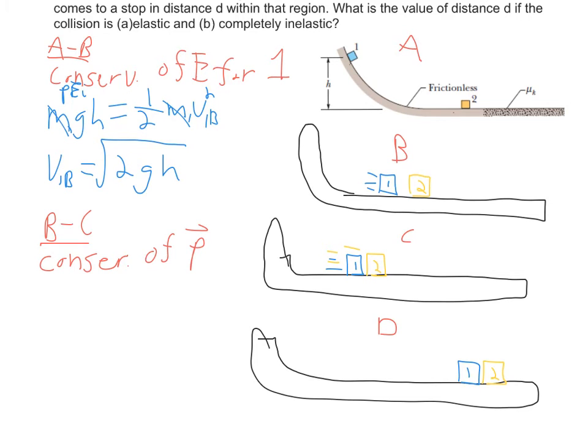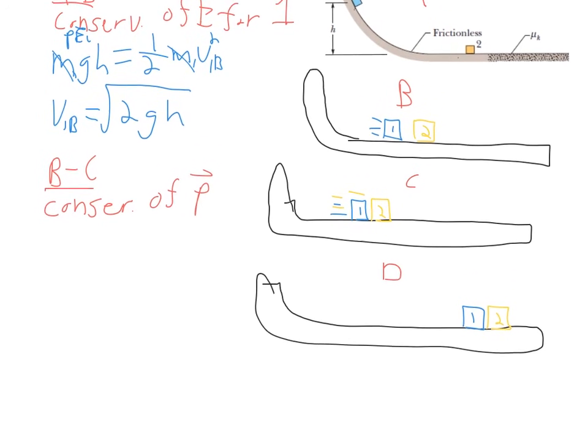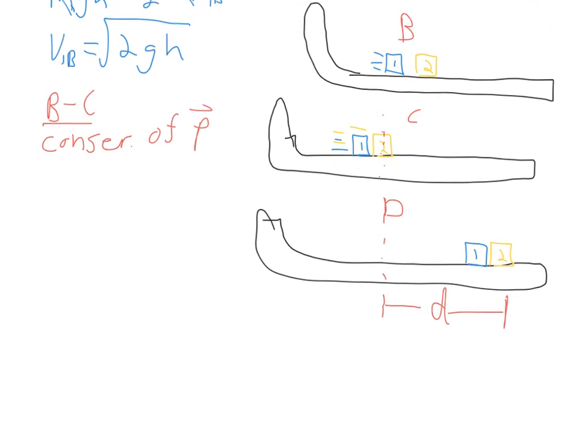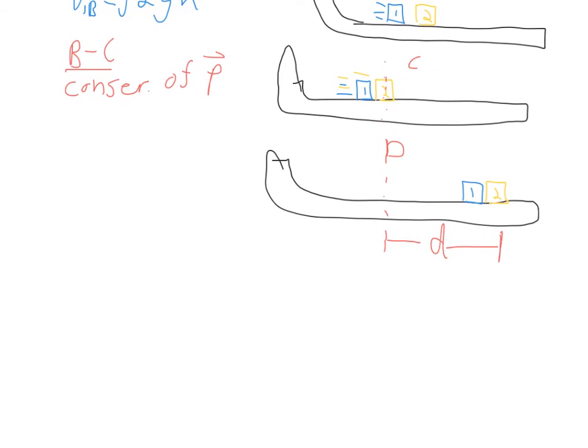But what I want to do is look at from C to D, because what we're really trying to determine is the distance that everything moves. We're trying to find the distance from where it started. So if this is where it started here, then we want to find this distance, how far it slides along here.